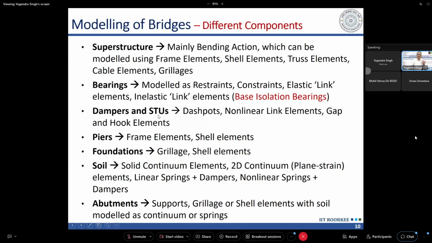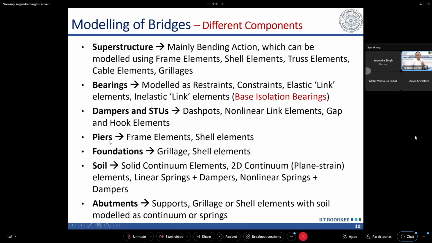And because of the high damping, these can allow slow motion, but these cannot allow high velocity. If there is a high velocity, then these will provide large force and it will actually act as a lock. So these can be modeled using dashpots, nonlinear link elements, and then sometimes these STUs, these will allow certain displacement, and after that these will become effective. So that can be modeled using gap and hook elements. In any software, these elements are available in the libraries of those software.